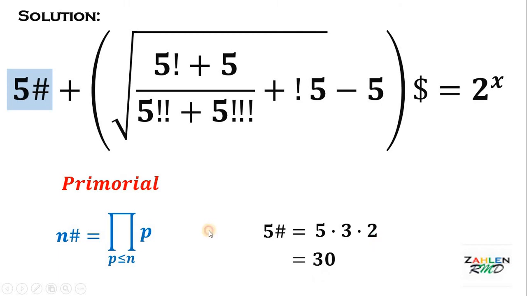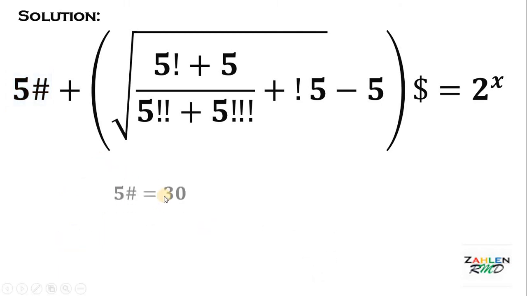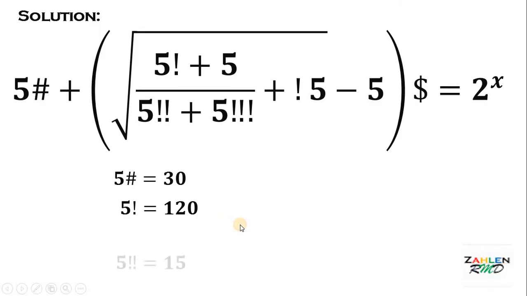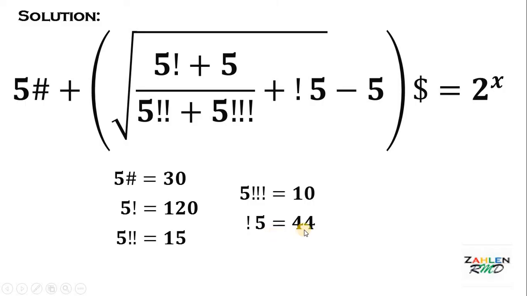Now at this point, we have the value of 5 hashtag. It is equal to 30. 5 factorial is equal to 120. 5 double factorial is equal to 15. 5 triple factorial is equal to 10. And 5 subfactorial is equal to 44. Now at this point, we can now solve for the value of x.